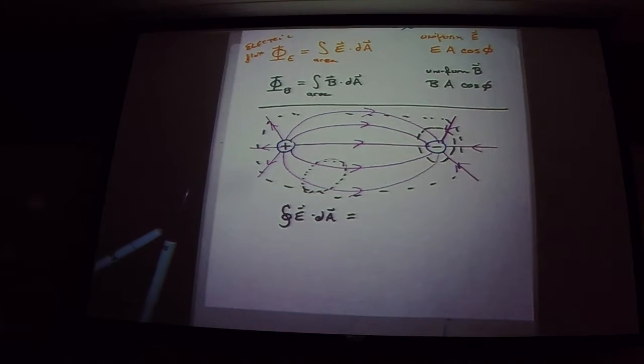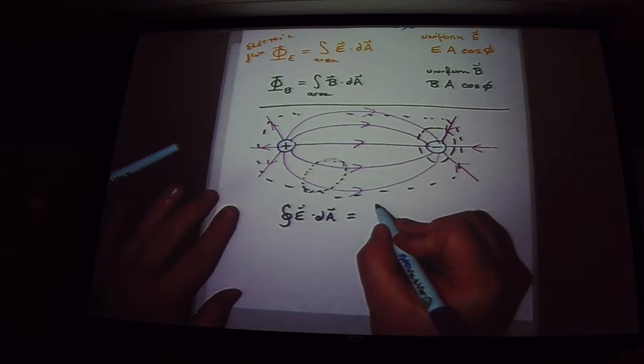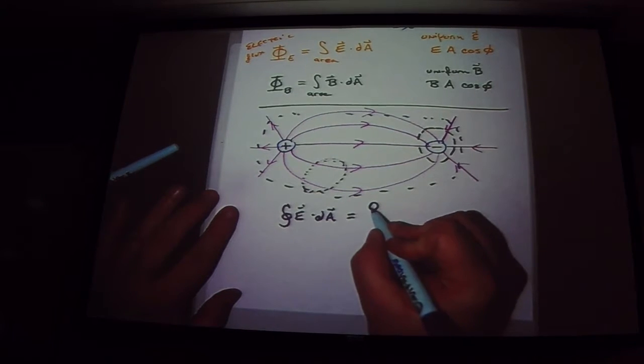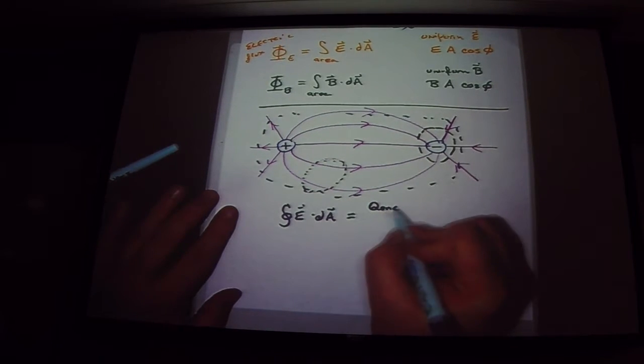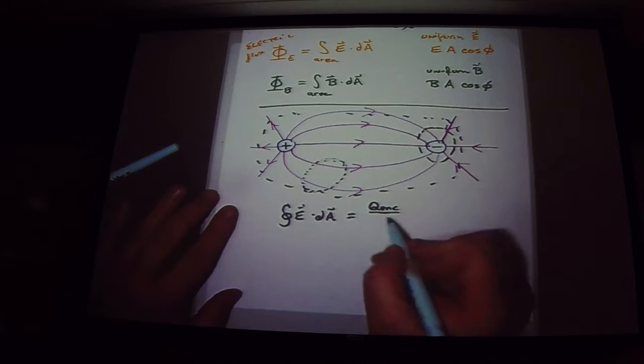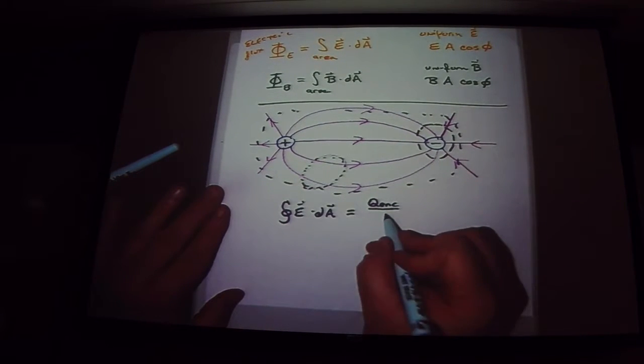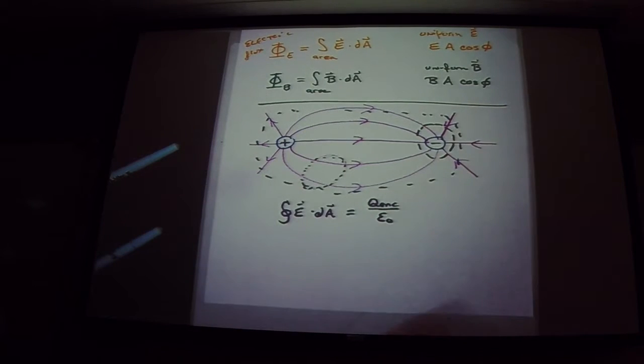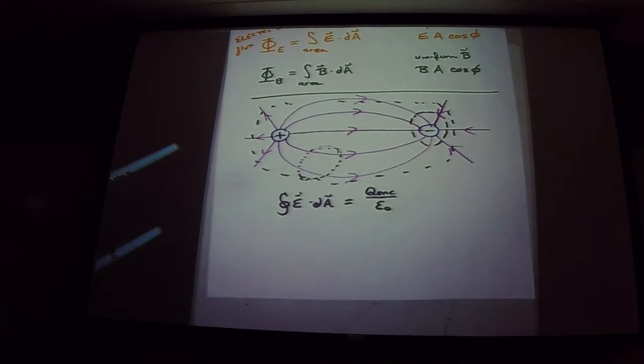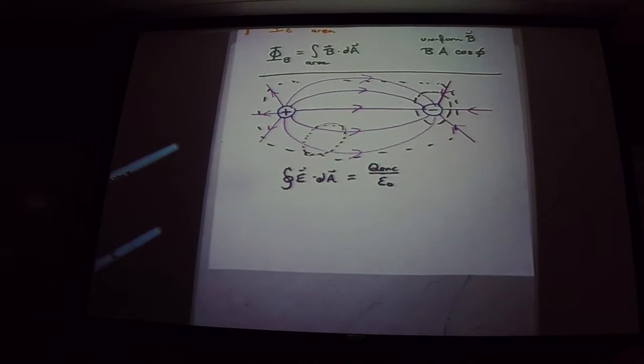And what it's equal to is, remember, Q enclosed over something. The something is epsilon naught, which is the permittivity, the electric permittivity of free space. That big word.